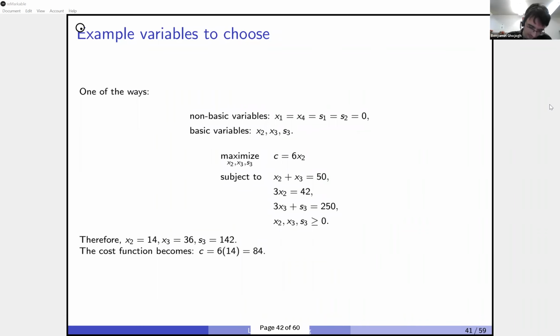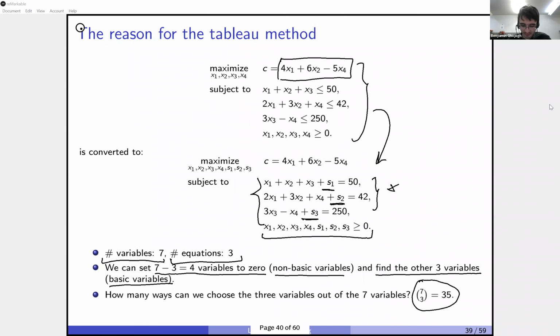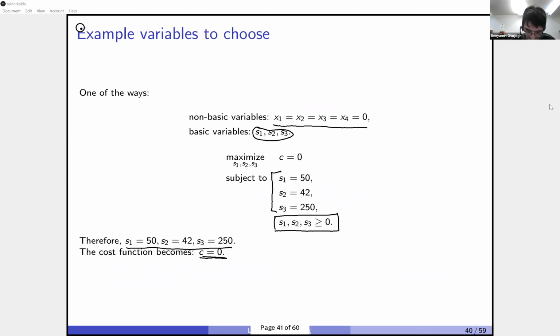Okay. Now let's look at another way that we can choose the 3 out of 7 basic variables. So assume I take x1, x4, s1, and s2 as 0, and the other 3 as the basic variables. So x2, x3, and s3, for example. This is one of the 35 cases. So if you put these values to 0 in the optimization problem that we had here in this slide, you will get this.